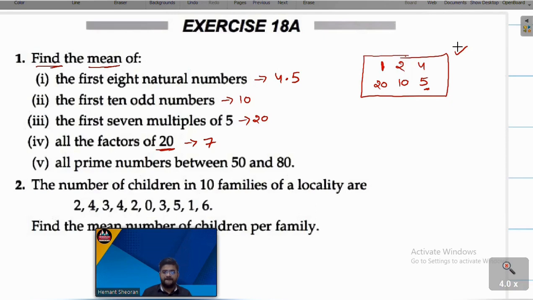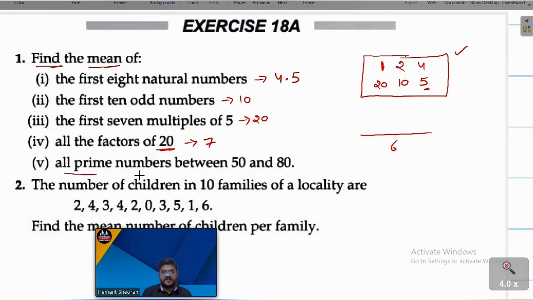So it's 4.5. Let's check how many factors we got. We got a total of 6 factors, so the denominator will be 6 for the median. You will add up all these values and then divide them by 6. Any confusion out there? The median will be 4.5. You're correct.